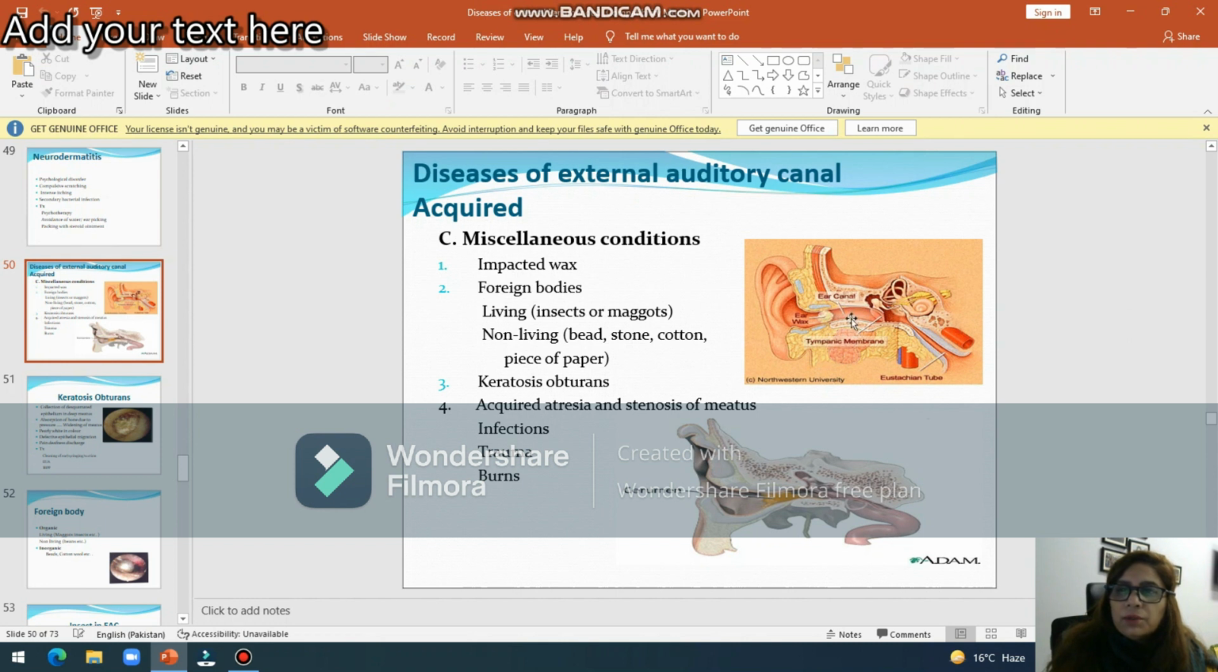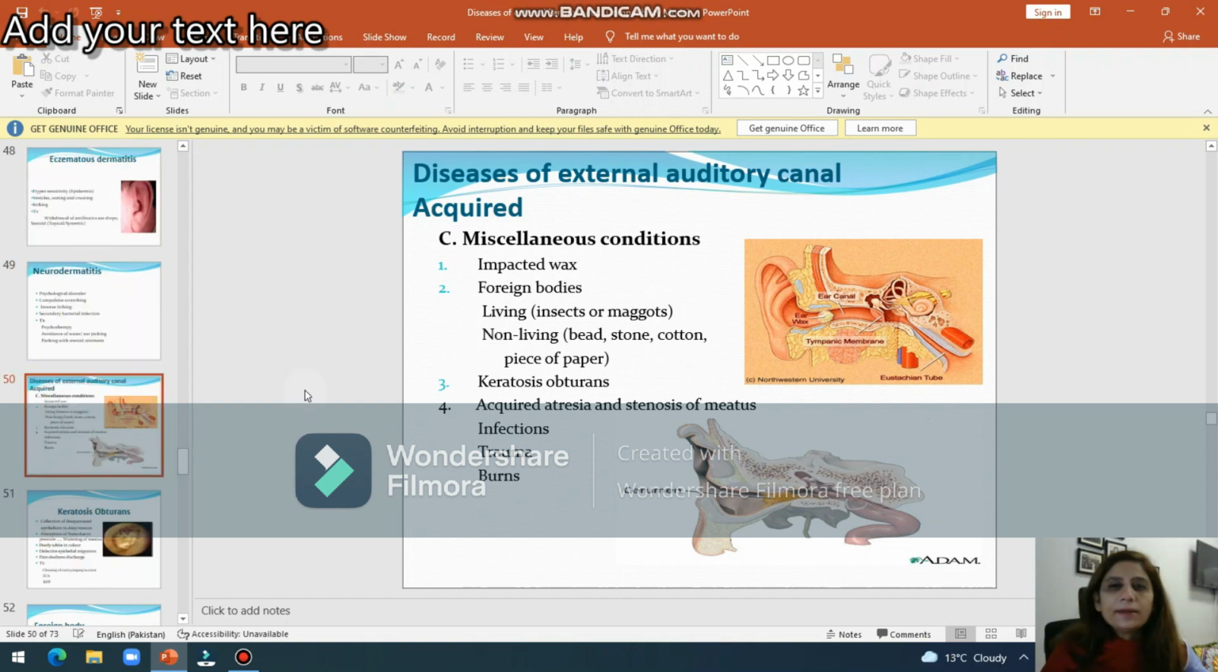You will push the water onto the posterior wall of the external auditory canal, not at the tympanic membrane. This water will go behind the wax, and due to pressure, the wax will come out. Suction is negative pressure, it will pull the wax out of the external auditory canal.